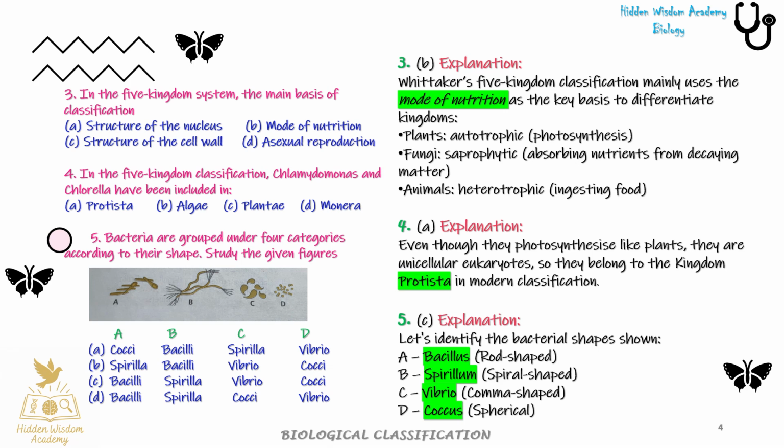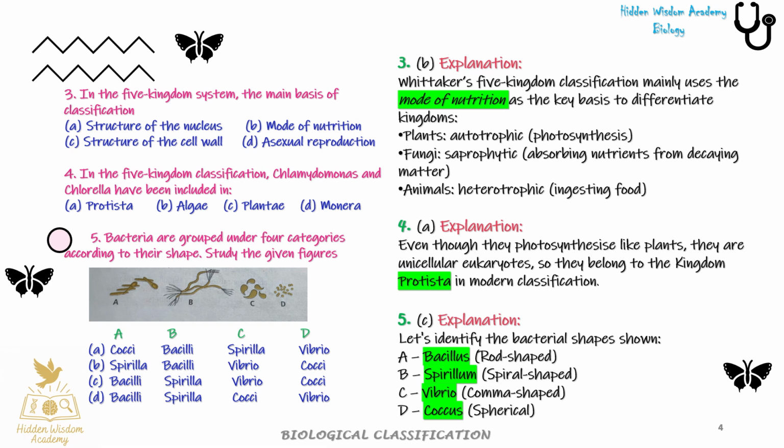Explanation. Whittaker's five-kingdom classification mainly uses the mode of nutrition as the key basis to differentiate kingdoms. 1. Plants, autotrophic, photosynthesis. 2. Fungi, saprophytic, absorbing nutrients from decaying matter. 3. Animals, heterotrophic, ingesting food. So, option B is the correct answer.